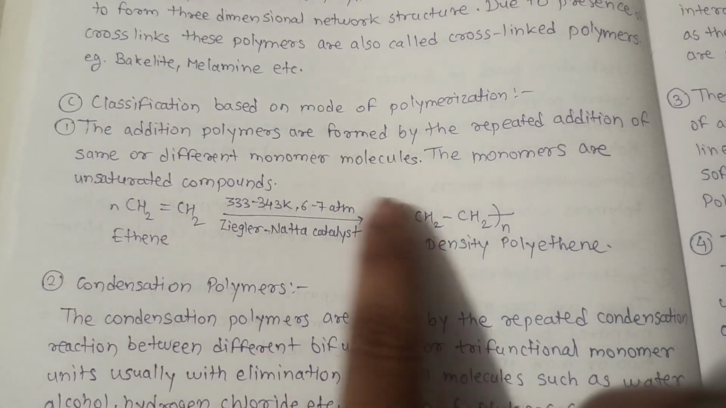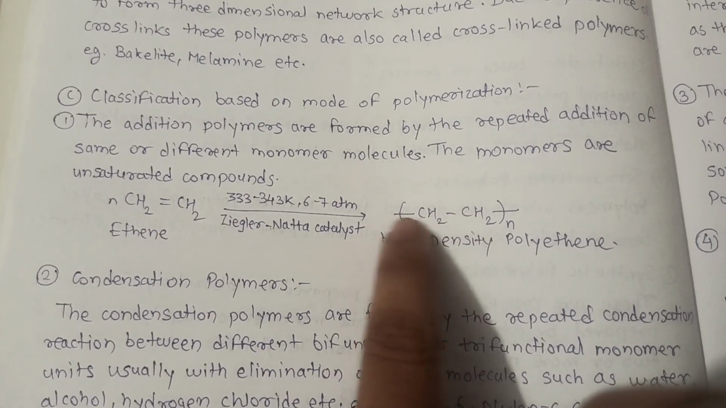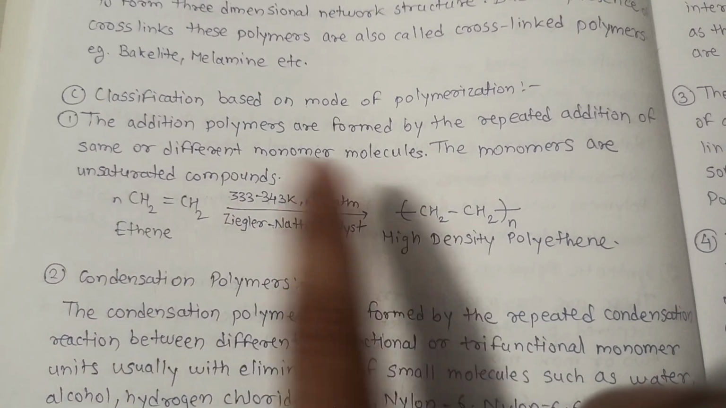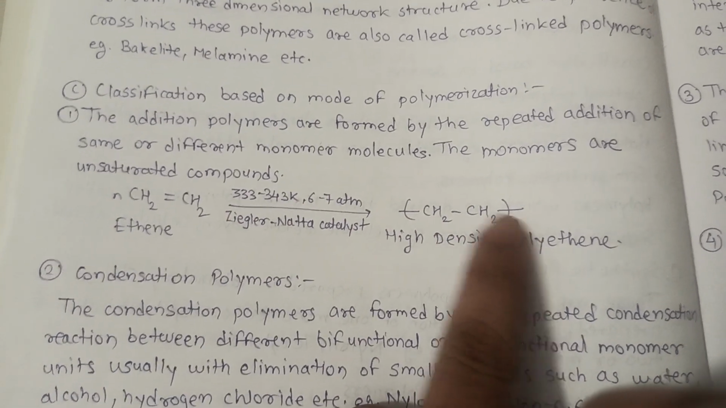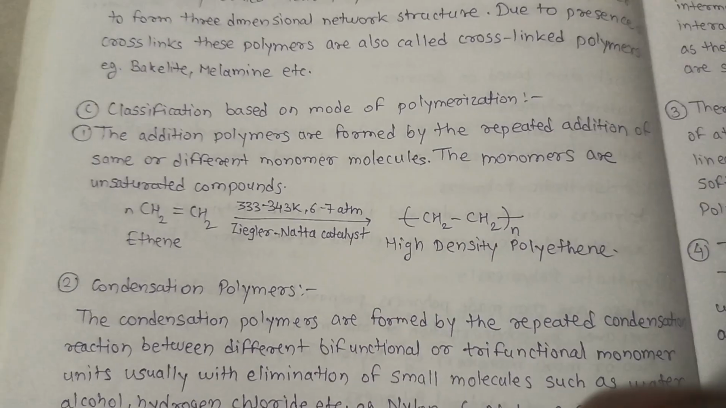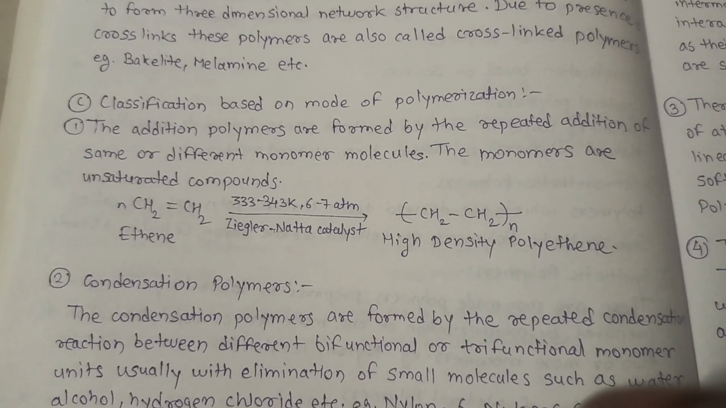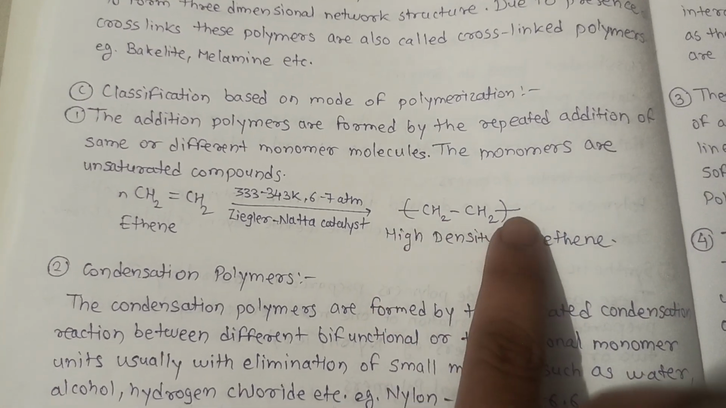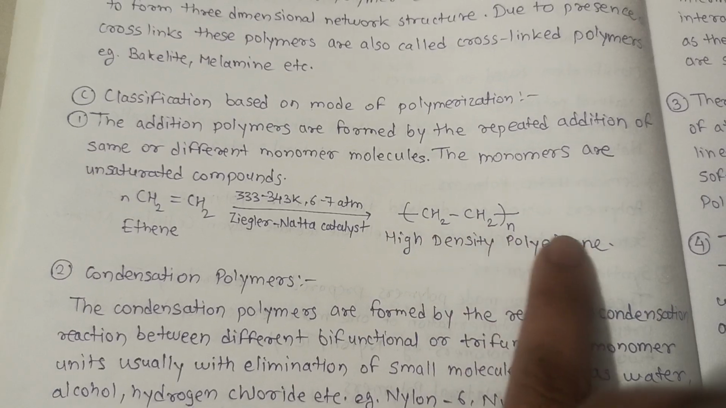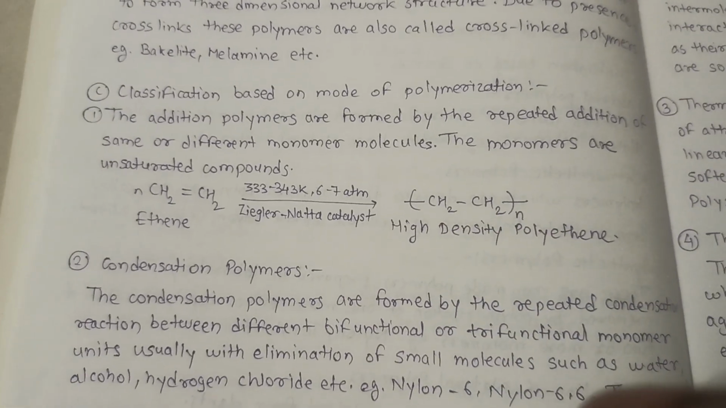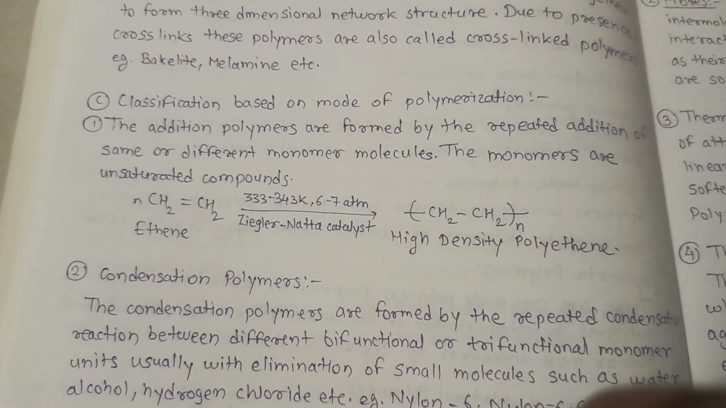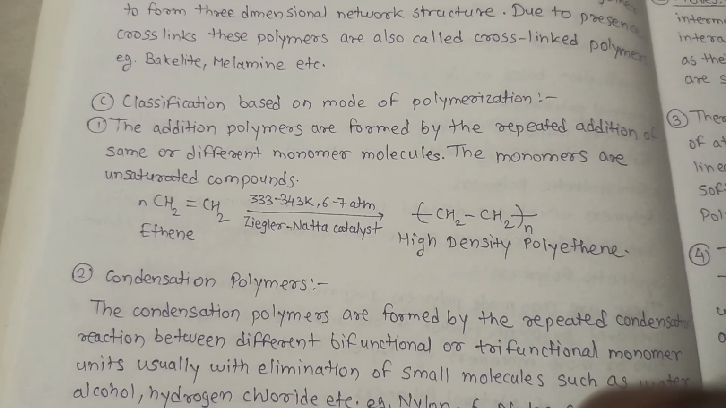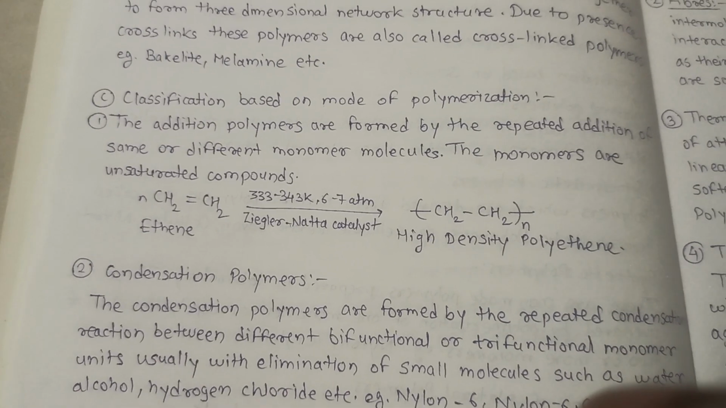How can you write the polymer reaction? Just remove this double bond and draw only a single bond, then draw the structure, draw the brackets, and the n number of monomers you can draw over here. So that's how it is very easy to draw the structure of the polymer high density polyethylene. You have to show these bonds out of the bracket so the chain continues. So this mode of polymerization is called addition polymerization, and ethene is an example of addition polymers, HDPE, high density polyethylene.